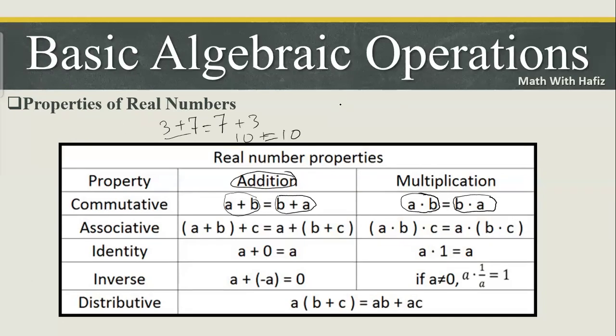All right. Commutative property of multiplication says the same thing, but in multiplication. For example, we have 4 and we have multiply by 2.